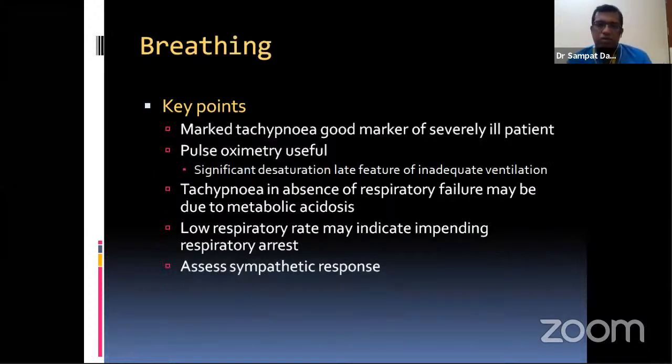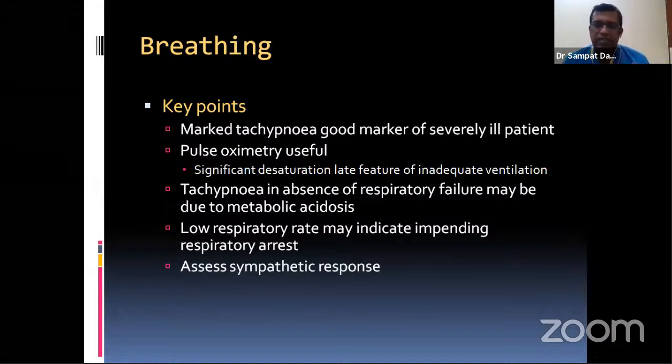In the breathing part, I talked about the airway, and now the breathing. Marked tachypnea is a good marker of a severely ill patient. The higher the respiratory rate, the worse the patient. Pulse oximeter is good, but it doesn't give you any idea about the carbon dioxide part. If the saturation is low, obviously the patient requires an ABG.